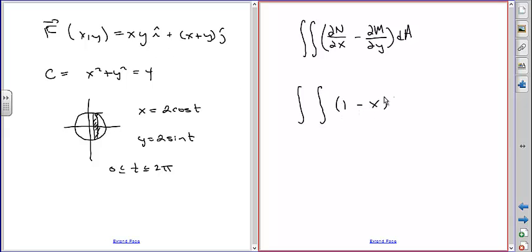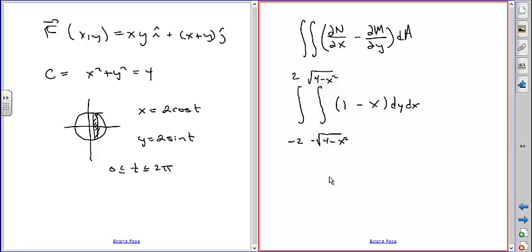And then you multiply by dy dx. And you'd integrate from negative the square root of 4 minus x squared to positive the square root of 4 minus x squared, and x would go from negative 2 to positive 2. So I think that's how you would set up the integral in rectangular coordinates.